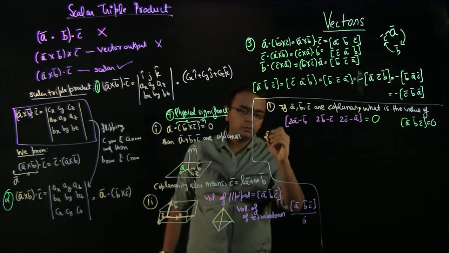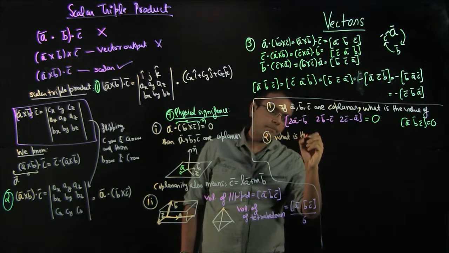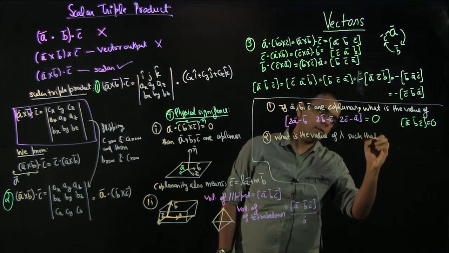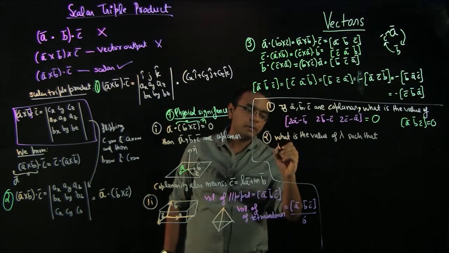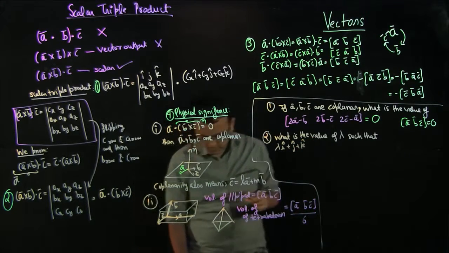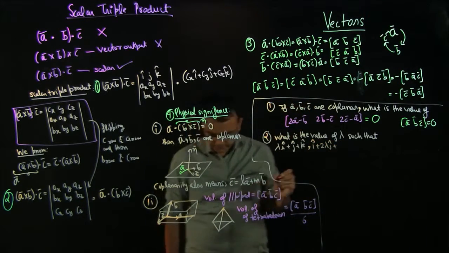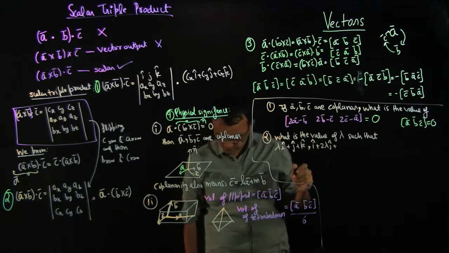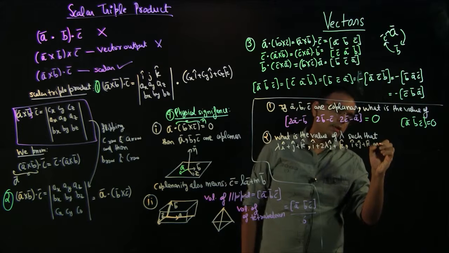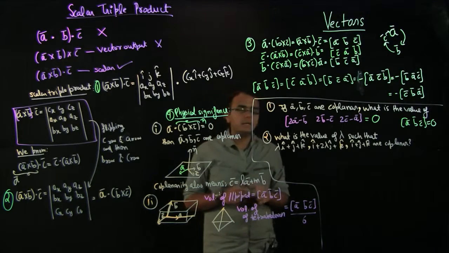Okay, the second problem that I want to do is: what is the value of lambda such that lambda i plus j plus k, comma, i plus 2 lambda j plus k, and i plus j plus k are coplanar? So what is the value of lambda such that these three vectors are coplanar?